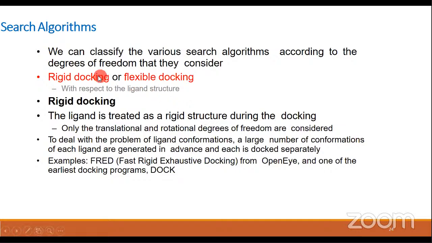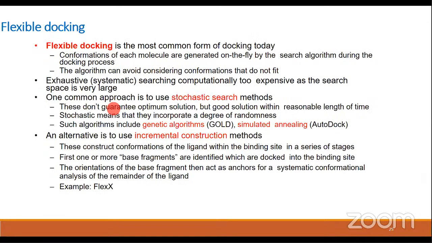In rigid docking, you just need to generate conformations yourself. For example, FRED, fast rigid exhaustive docking, or OpenEye. Rigid docking is much faster but the least accurate. Coming to flexible docking, it is the most common docking study, where conformations are generated on the fly. On the fly means that once a molecule reaches the target site, based upon the docking program, it generates a number of conformations.